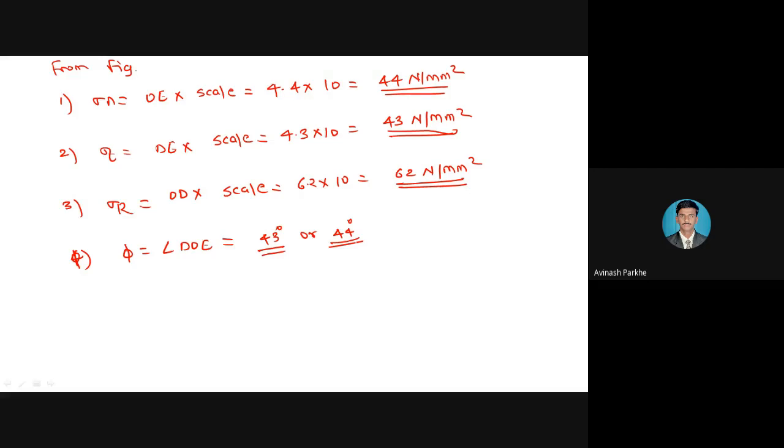So all the dimensions you have to take from the figure only, and wherever you have to multiply by the scale, you have to multiply it and find out the answers. Sometimes, if they ask you to verify your answers analytically, at that time we have to recall the list of formulas for the respective cases and check your answers with the graphical method, whether the calculated answers are correct or not. Sometimes in the analytical method you will get sigma N as 45 Newton per mm square. Sometimes you will get 43 Newton per mm square. But no problem, all the answers are near to each other, so all the answers will be accepted.